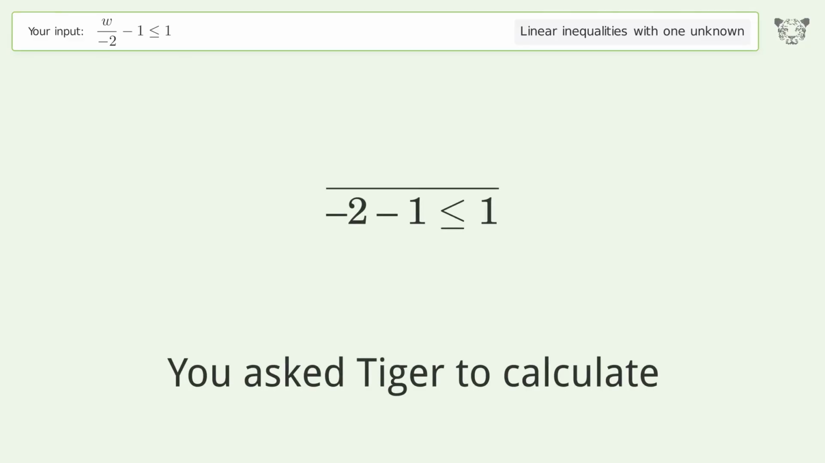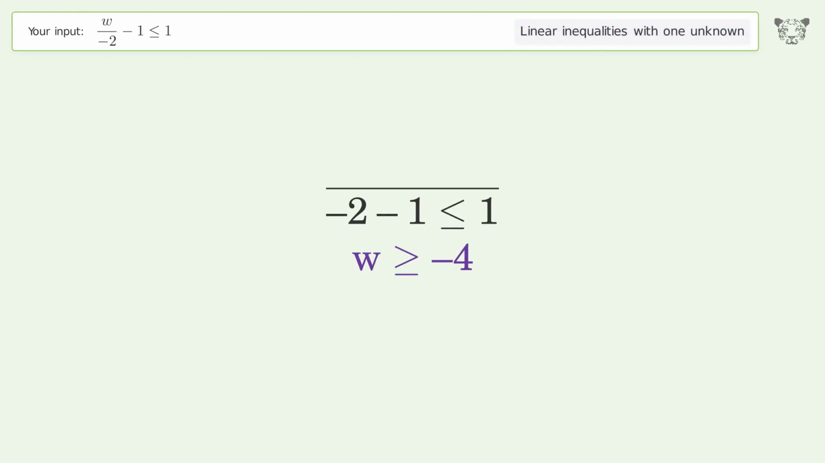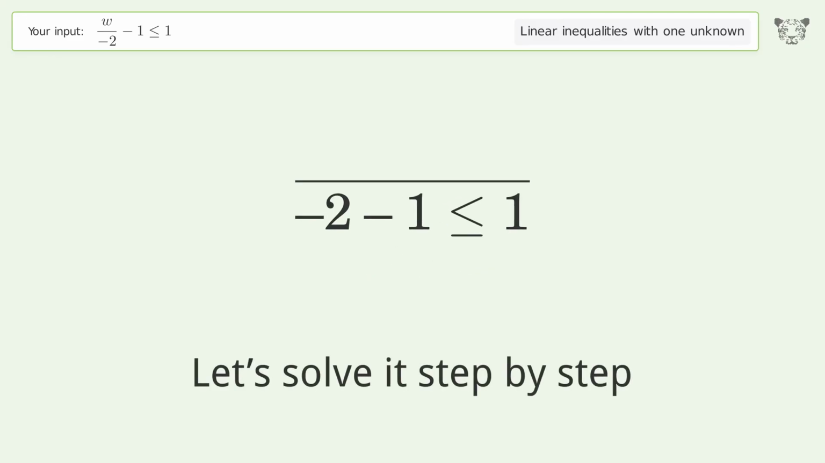You ask Tiger to calculate. This deals with linear inequalities with one unknown. The final result is w equal or greater than -4. Let's solve it step by step.